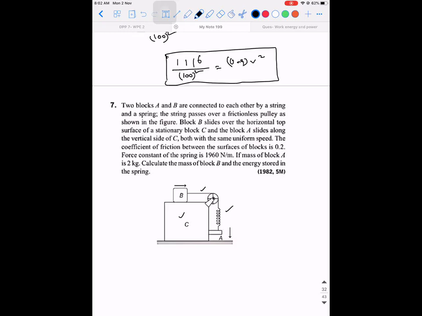The coefficient of friction between the surface and the block is 0.2. Force constant of the spring is 1960 Newton per meter. So whenever you see this 196.98 and all, no, G value should be taken as 9.8. 1960 Newton per meter. If mass of block A is 2 kilogram, calculate the mass of block B and the energy stored in the spring. It's a good question.